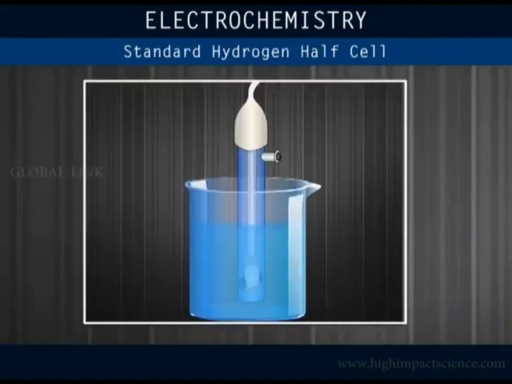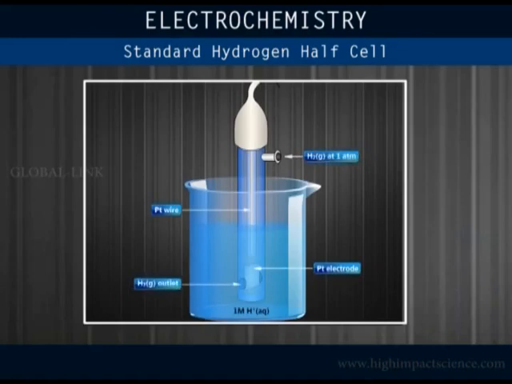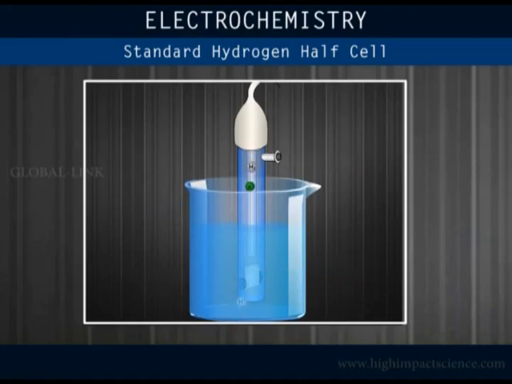This is a standard hydrogen half cell. It consists of a platinum wire that is connected to a platinum surface, which is in contact with an aqueous solution containing 1 molar hydrogen ions in equilibrium with hydrogen gas at a pressure of 1 atmosphere. Hydrogen gas is bubbled around the platinum electrode. In the molecular view, the platinum surface catalyzes the oxidation of hydrogen molecules to protons or the reduction of protons to hydrogen gas.